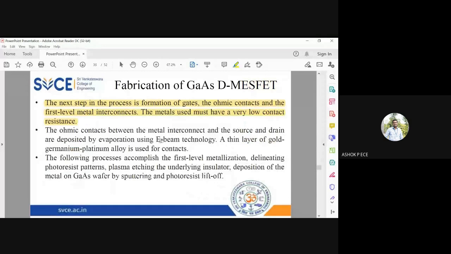The ohmic contact between the metal interconnect and the source and drain are deposited using E-beam technology, electron beam technology. So a thin layer of gold, germanium, platinum alloy is used for contact. You know, metals are very good conductors. That's why I'm using metallic layer for the contact. And these metals should have a very low resistance. You know, the metals will have almost zero resistance, but whatever choice of metals you make, they should have a very low resistance because they should inject maximum current into the device.